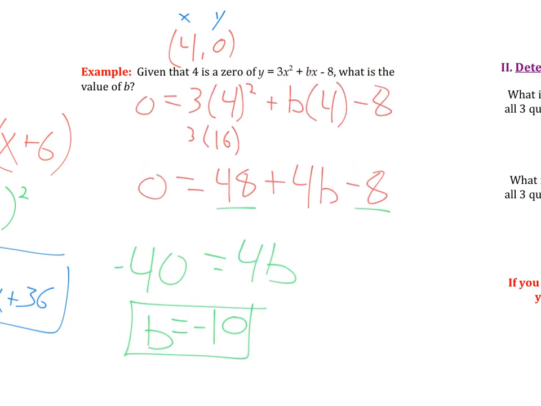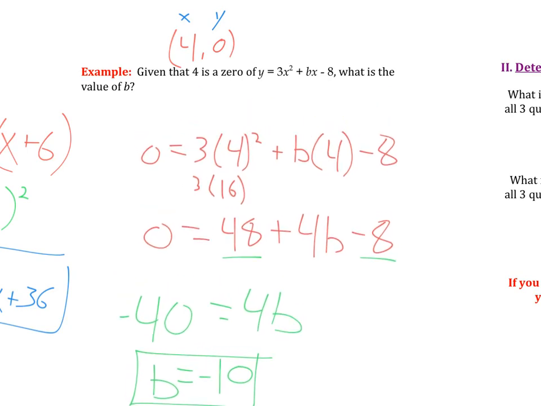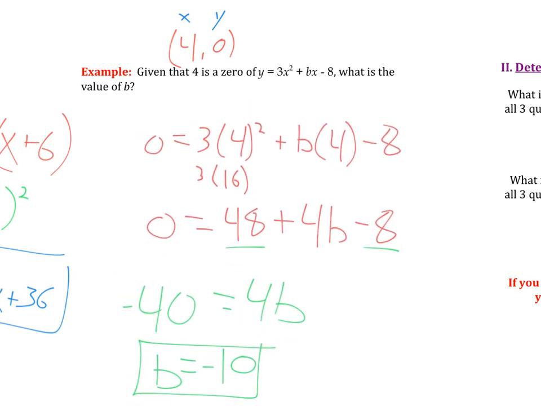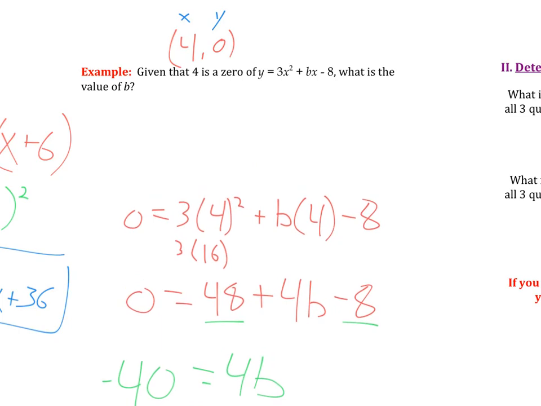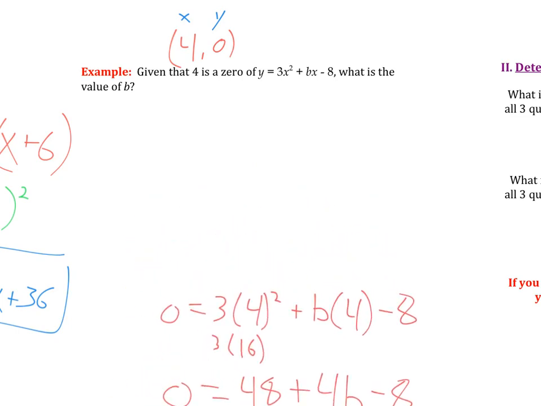Now another way that this could be solved, and there's no necessarily like correct or incorrect way to do this, so let me scooch this stuff down, is if I know that we have an x-intercept, that means I also know that there's a factor of x minus 4.